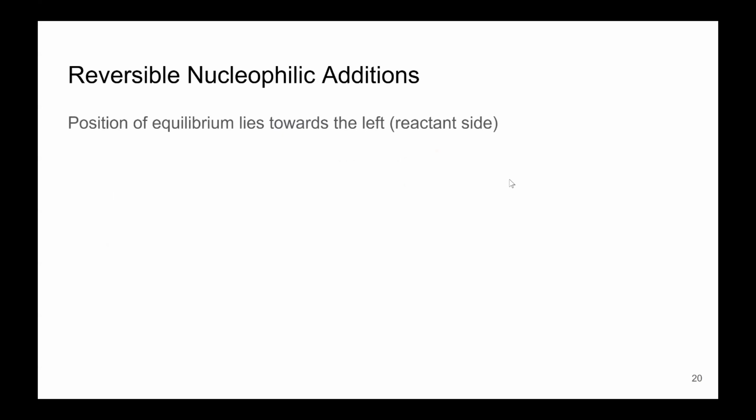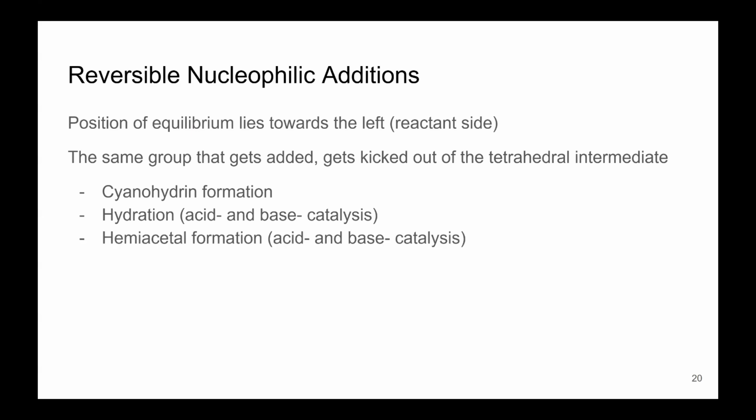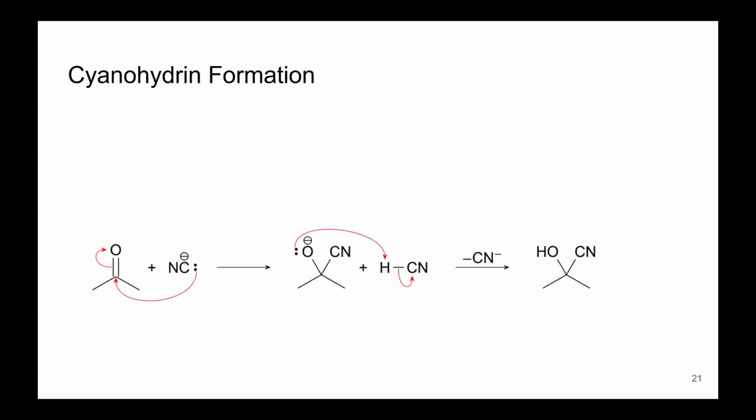So for reversible nucleophilic additions, the position of equilibrium lies towards the left. So it lies towards the reactant side. So this reaction is not very favorable, so it's highly reversible. And the same group that gets added gets kicked out of the tetrahedral intermediate. Some examples are cyanohydrin formation, hydration, both acid and base catalyzed, as well as hemiacetal formation, which can be both acid and base catalyzed as well.